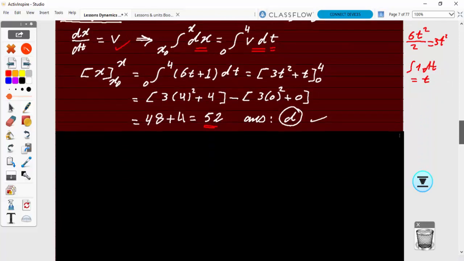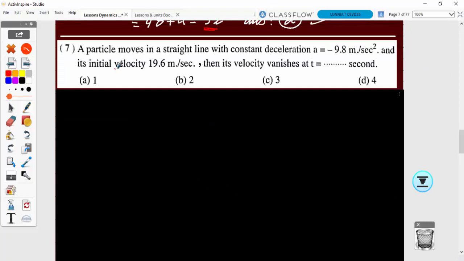Next question. Question number 7. A particle moves in a straight line with constant deceleration, a equals negative 9.8 meter per second squared, and its initial velocity v naught equals 19.6 meter per second. Then the velocity vanishes at t equals what? That means the velocity v equals 0. That is the meaning of vanishes. After how many seconds?